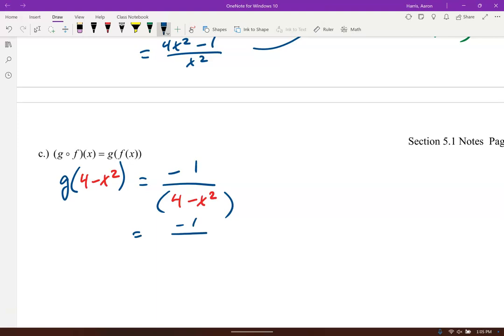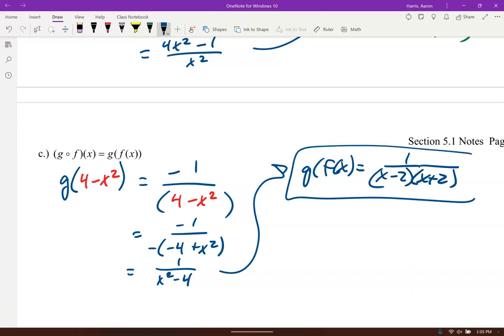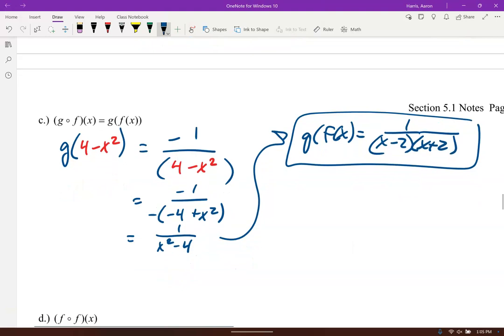This is negative 1 over, and I'm going to actually take a negative out of these. So I have negative 4 plus x squared, which changes those signs. So negative over a negative is a positive. So it's 1 over negative 4 plus x squared. In other words, x squared minus 4. So g of f of x is 1 over x minus 2, x plus 2. And notice you can't have 2 or negative 2 in your domain on this, can you? Can't divide by 0, because it would cause us to divide by 0, right?